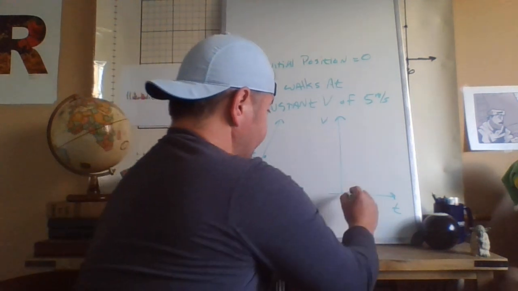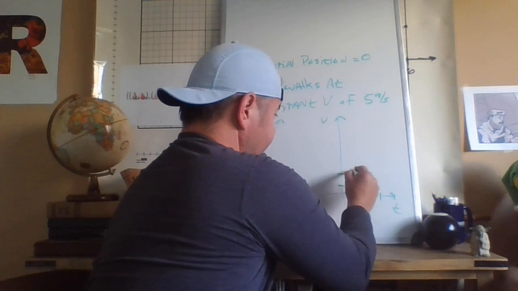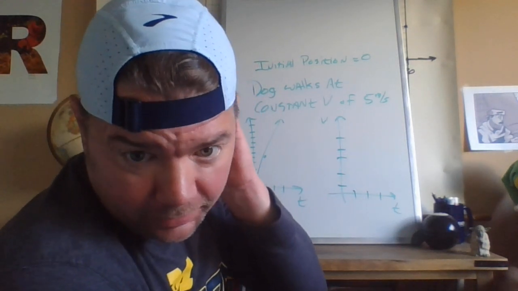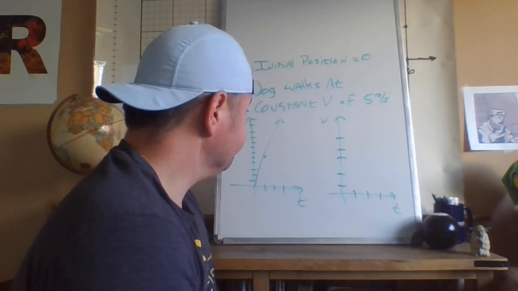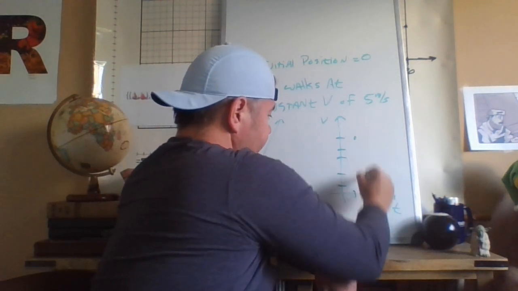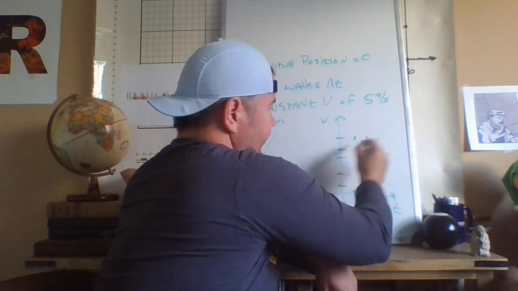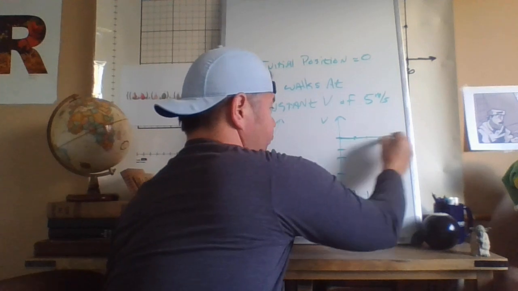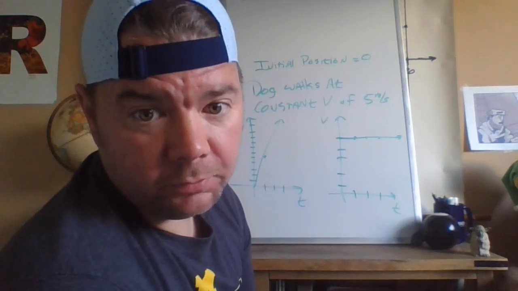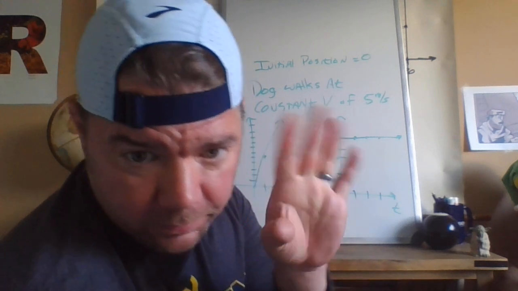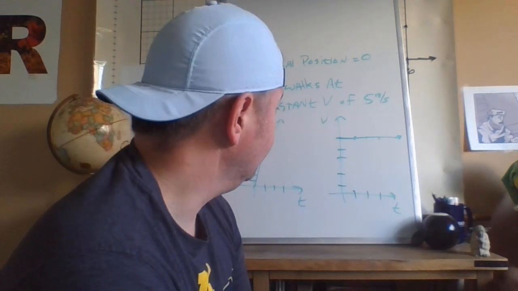Now the velocity time graph looks different because the velocity is constant. At 1 second, it's 5. At 2 seconds, 5. At 3 seconds, 5. For all of the seconds, it's 5. So you've got this horizontal line that represents the fact that the velocity is not changing. Now here's the hack, I suppose you could say.